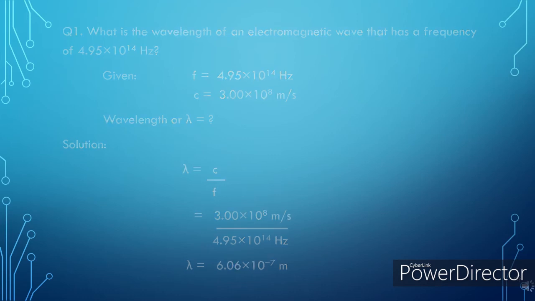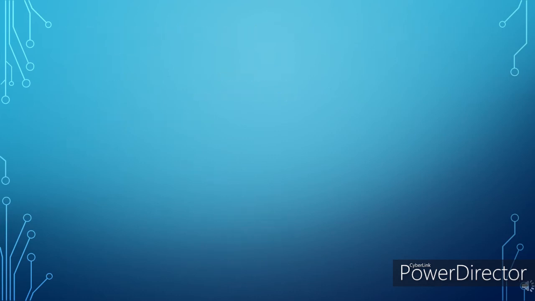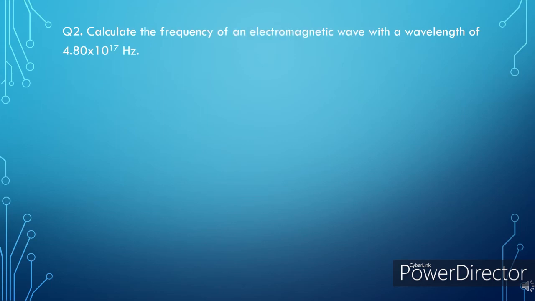For question number 2, calculate the frequency of an electromagnetic wave with a wavelength of 4.80 times 10 raised to 17 hertz. In the problem, our given are wavelength equals 4.80 times 10 raised to 17 hertz. Our constant value for the speed of light is 3 times 10 raised to 8 meters per second. And our required, we are looking for frequency.